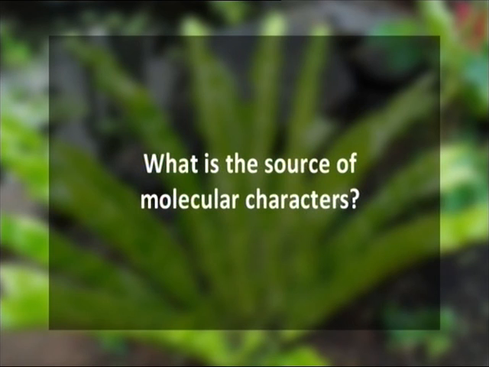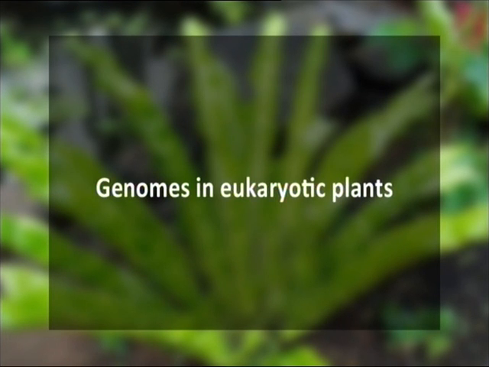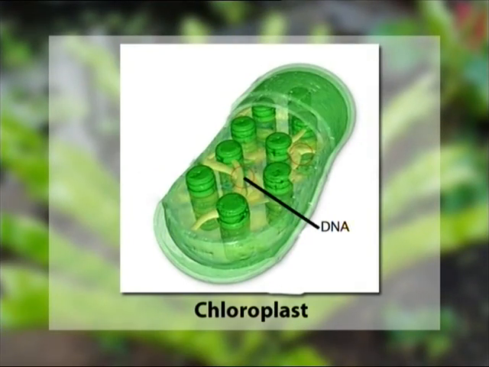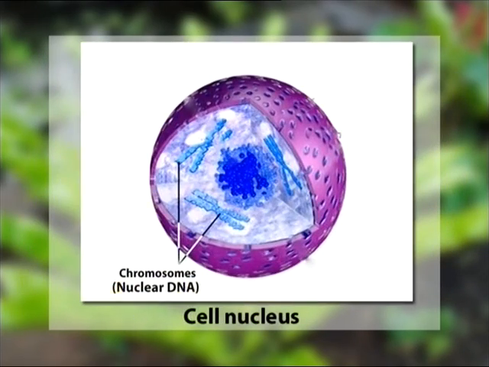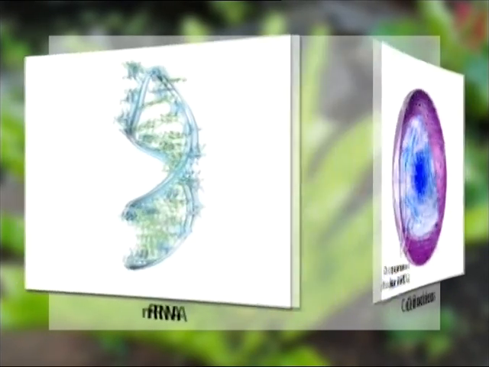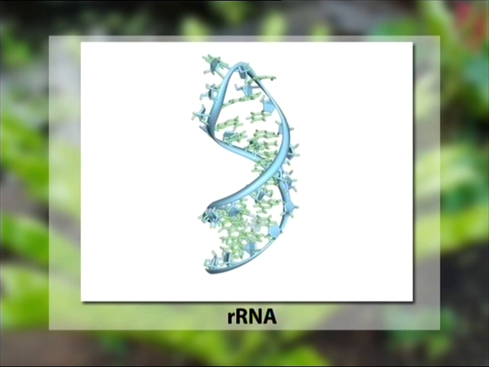Now the question arises as to what is the source of molecular characters. Well, there are three basic sources, that is genomes in eukaryotic plants, from which molecular data can be acquired. These include chloroplast DNA, mitochondrial DNA and nuclear DNA. In addition to these, RNA is also used in taxonomic studies. Genome mapping also provides information relevant to plant taxonomy.